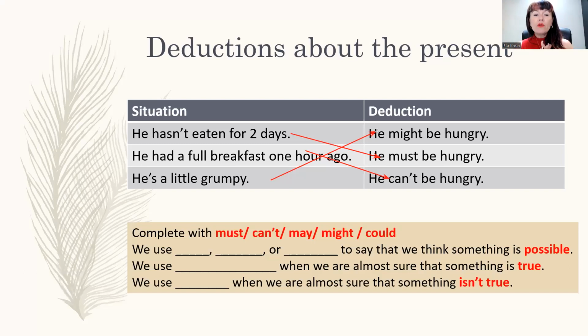Okay. And now I want you to complete these statements below with must, can't, may, might, or could. So what do we use? And there are 3 different ones. We use them to say that we think that something is possible. Which ones do we use to say that we think something is possible? Okay. The first one, we use what when we are almost sure that something is true. And then we use what when we are almost sure that something isn't true. So which one do we use?